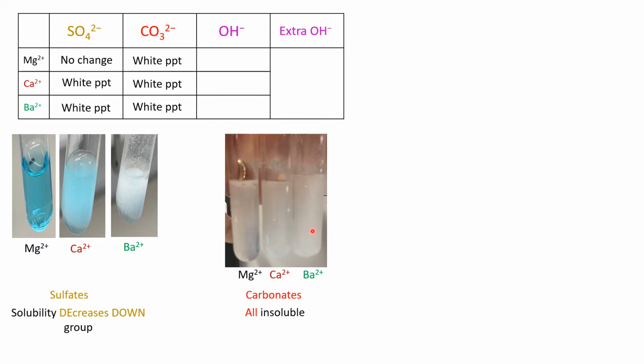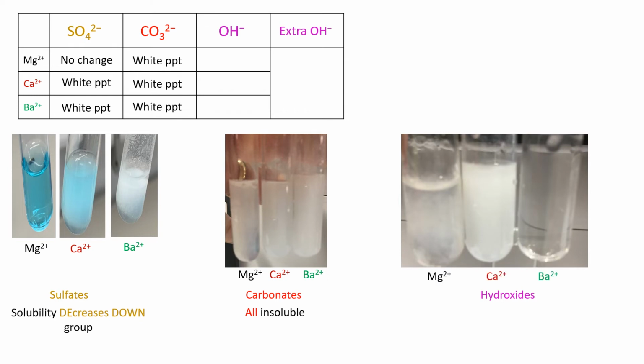So therefore, barium carbonate is less soluble than calcium carbonate, which is less soluble than magnesium carbonate, but you don't need to know that for the A-levels. Anyway, for the sulfates and the carbonates, the solubility is decreasing as you go down the group. So magnesium is the most soluble, or the least insoluble in this case, and barium is always the least soluble.